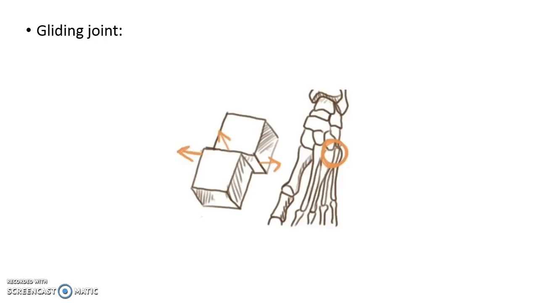Fourth is the gliding joint. These joints allow for gliding movement. The range of motion is limited and does not involve rotation. Gliding joints are found in the carpal bones in the hand and the tarsal bones in the feet, as well as between the vertebrae.